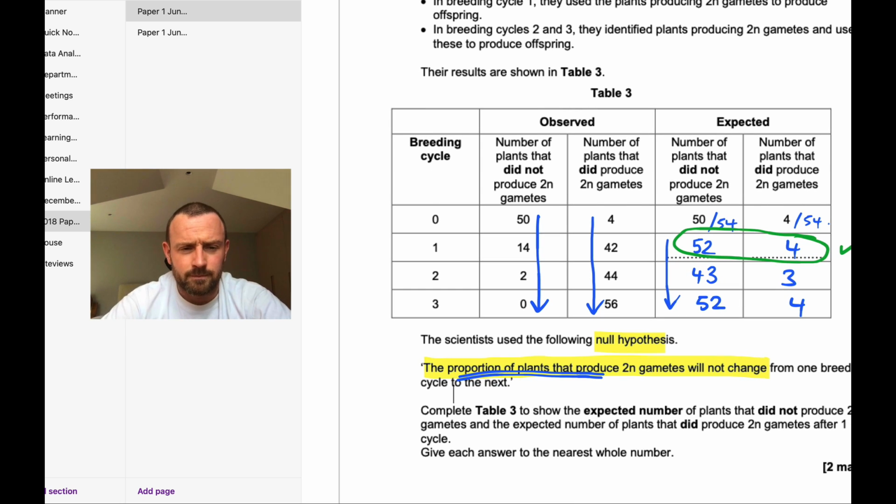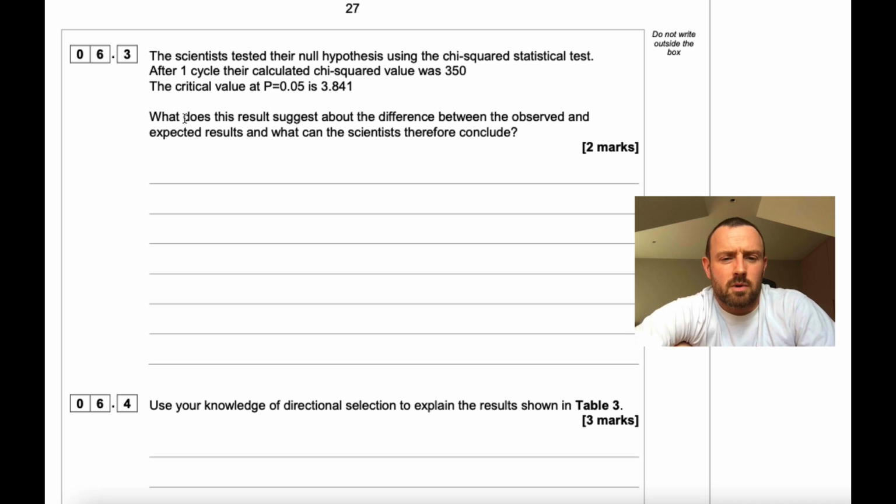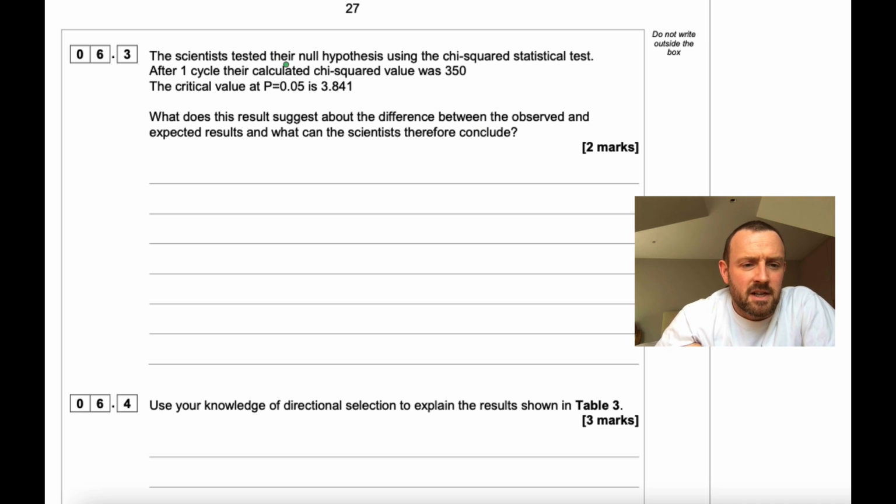Right, moving on. Okay, so this next one is about chi-squared, 6.3. The scientists tested their null hypothesis using the chi-squared statistical test. So this is a test where you are looking at your observed frequencies and your expected frequencies, and you're seeing whether they are different enough to be significant. After one cycle, their calculated chi-squared value was 350. That is quite high. So the critical value at p 0.05 is 3.841. So this means it's very significant.